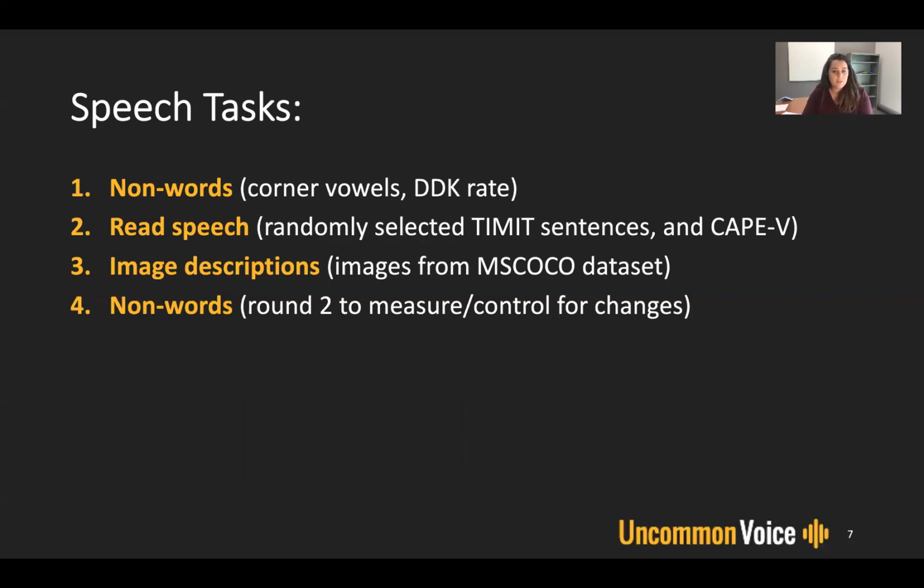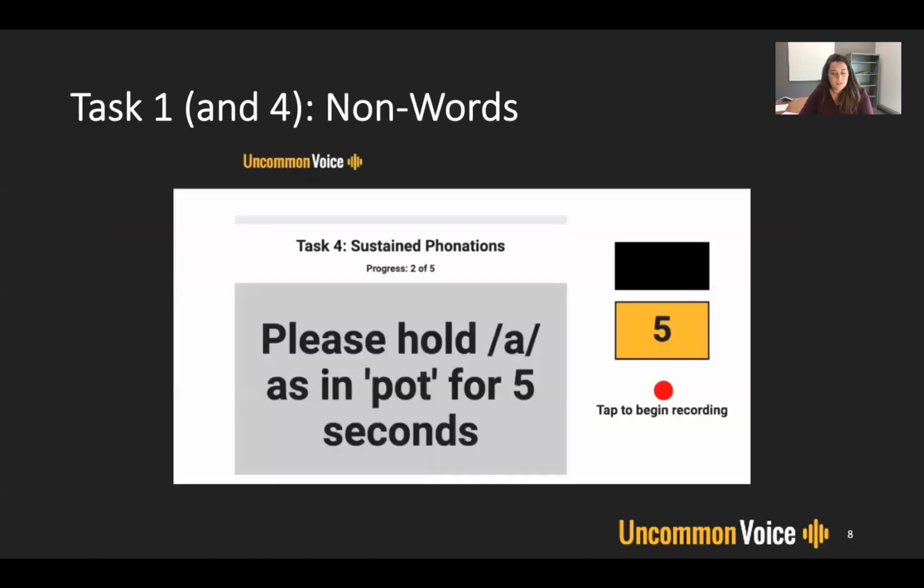And then we did a 4th round of non-words. So it was basically repeating the exact same non-words they did in step 1. However, just at the end, so we could measure and control for any changes in their voice over the period of data collection. So here's what this looks like.